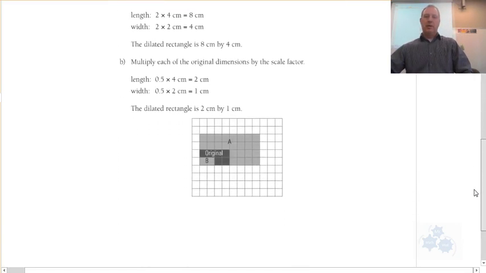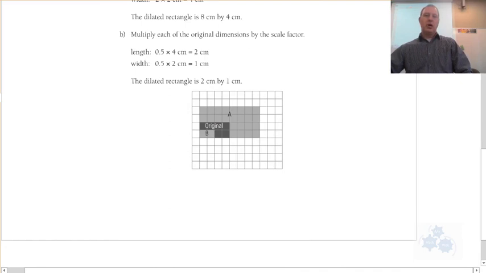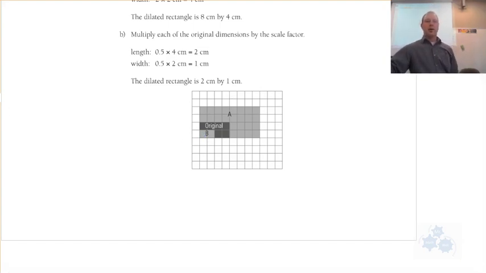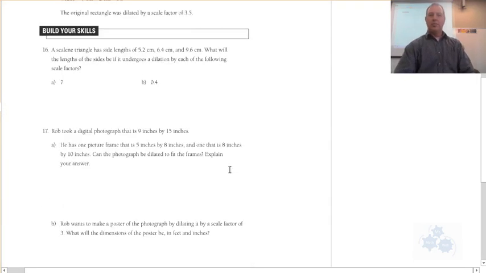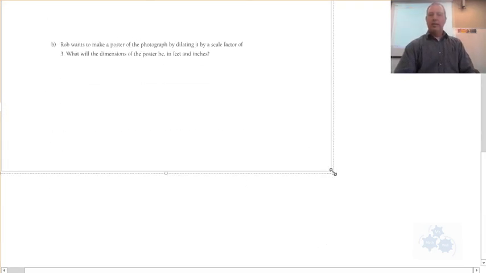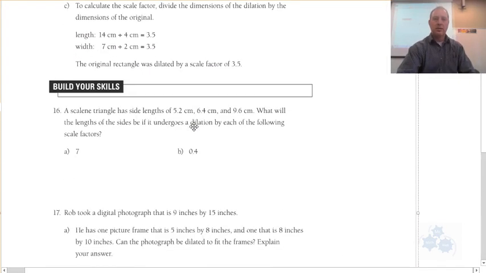Okay? So yeah, so there's the original in dark. The larger one is double. Well, all the sides are double. And the reduction has all the sides multiplied by 1/2. Okay, so let's take a look at this Build Your Skills question number 1. And let's do this one together so we can get started on these questions here.